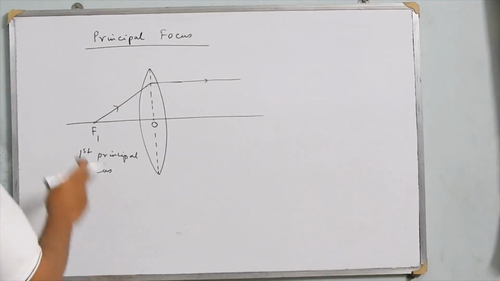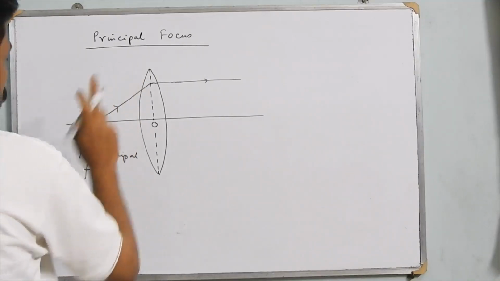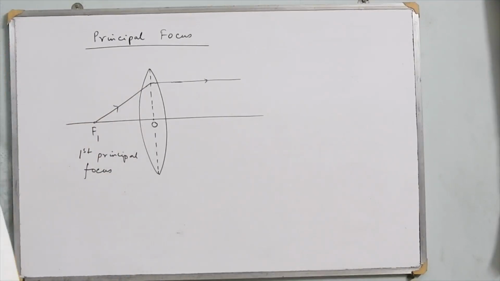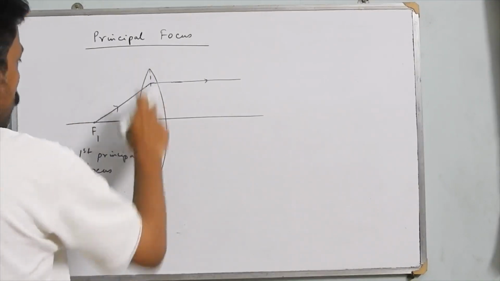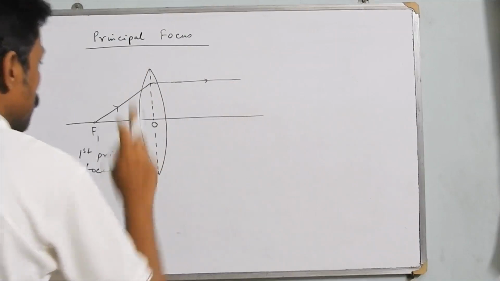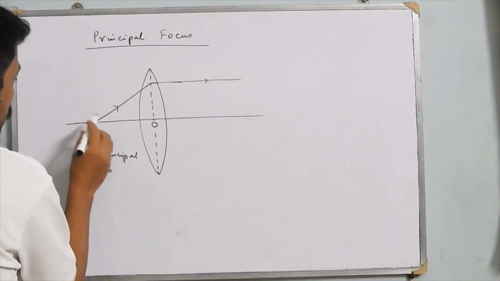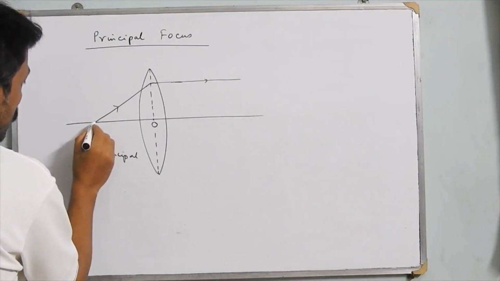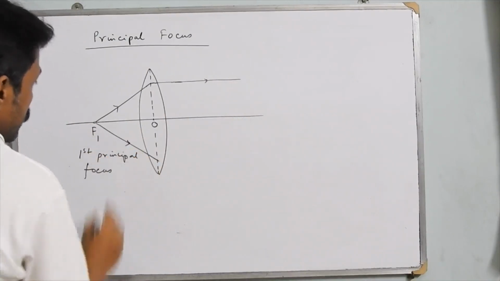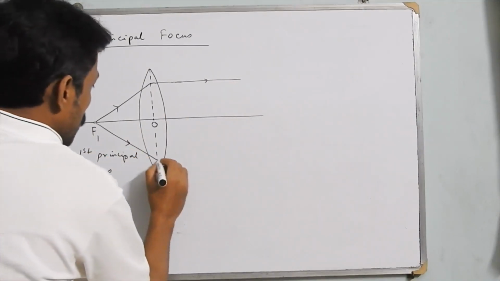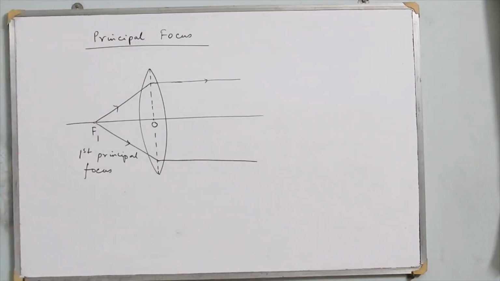So this ray that originates from the first principal focus, after refraction at the surface of the convex lens, will become parallel to the principal axis. And this point will be called the first principal focus. If I take another ray, this ray after refraction becomes parallel to the principal axis. So this is your first principal focus.